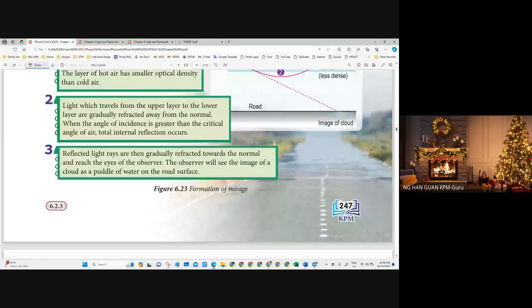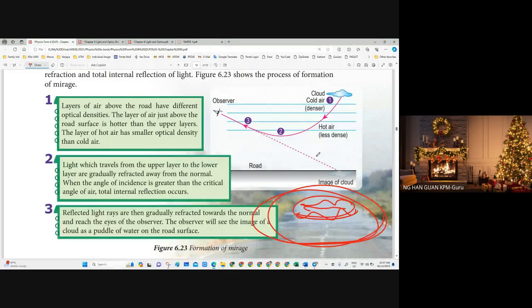Okay, so this photo behind here is what we call a mirage. On one straight road during very hot weather, you will see at the far end of the road a virtual image, like a pool of water, right? This is what we call a mirage. It's a virtual image due to the formation by total internal reflection. Okay, so the explanation is given in this diagram.